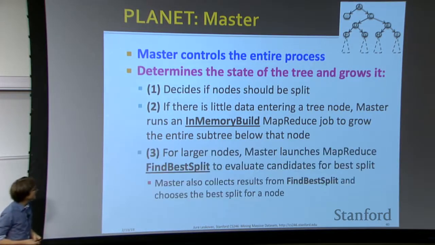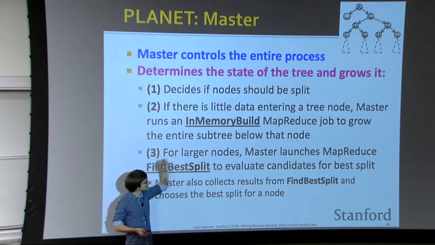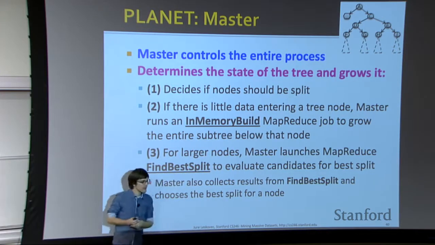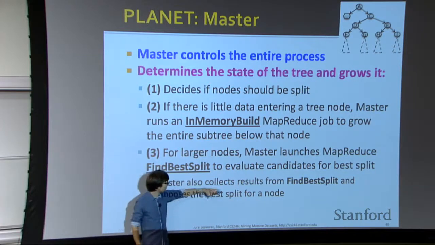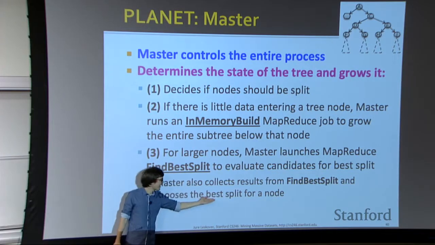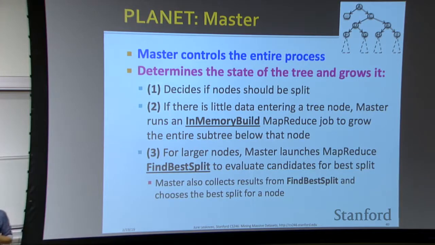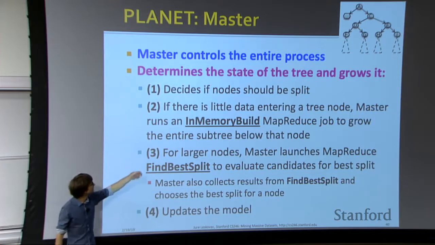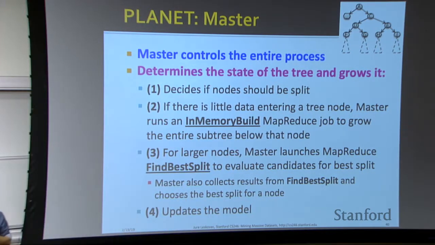Okay? And then if the amount of data entering a given leaf node is large, then the master will launch this MapReduce job called find best split to evaluate the candidates for best split. Master would then collect the data from this best split and then decide what split to execute at a given node. That's essentially the idea. And then, of course, the master would update the model and again decide whether to run in-memory build or another find best split. That's the master.